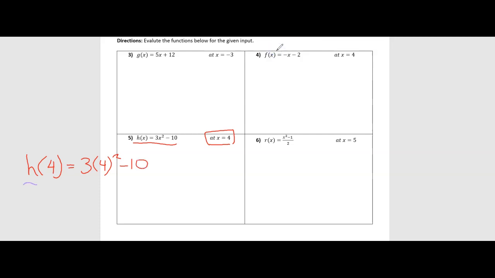Remember, over here, this is not h times 4. This is read h of 4. So that's going to stay the same. This represents my output when my input is 4.